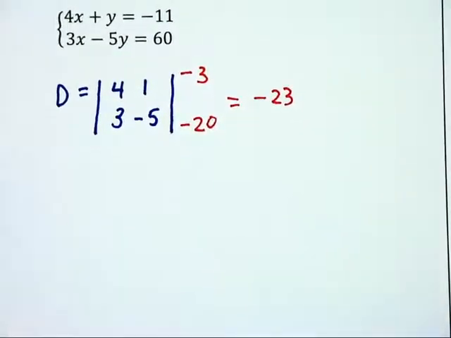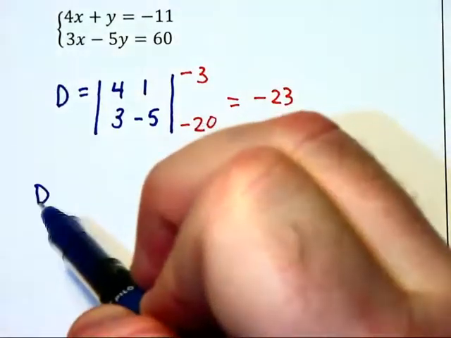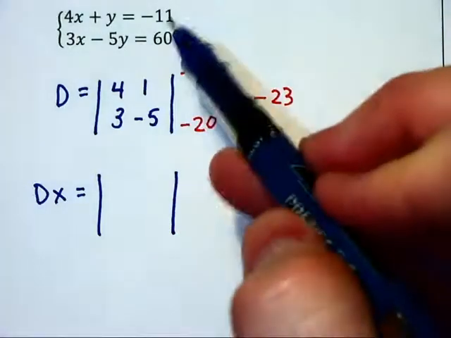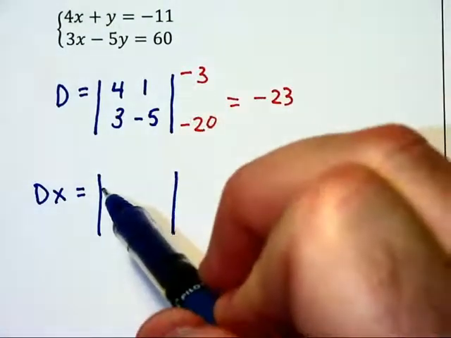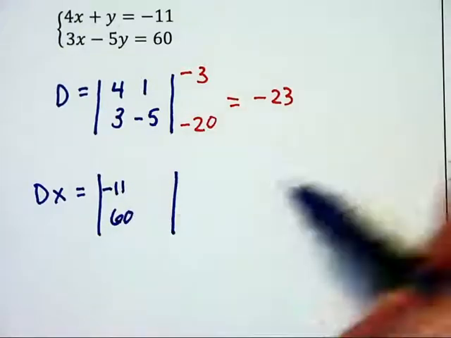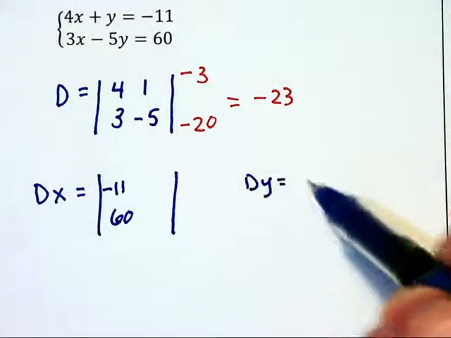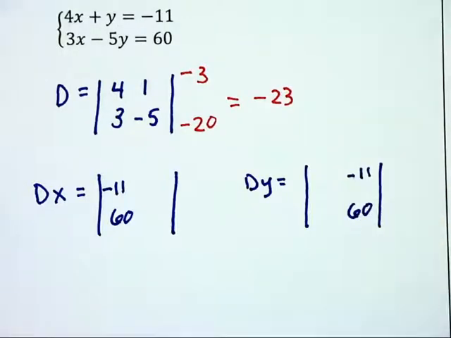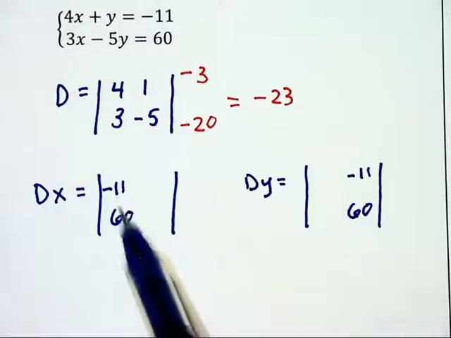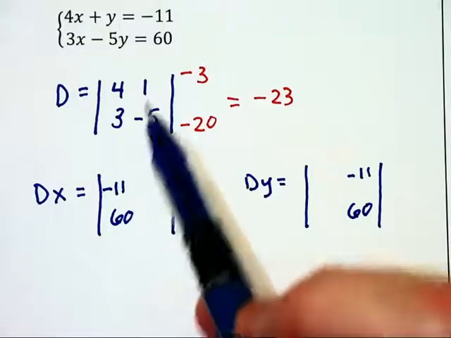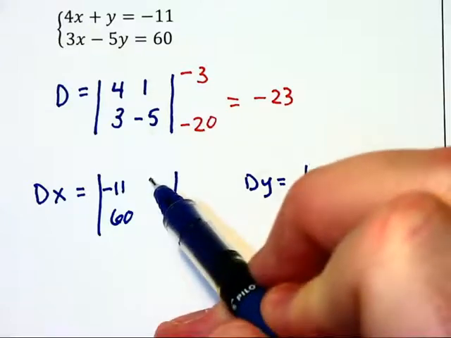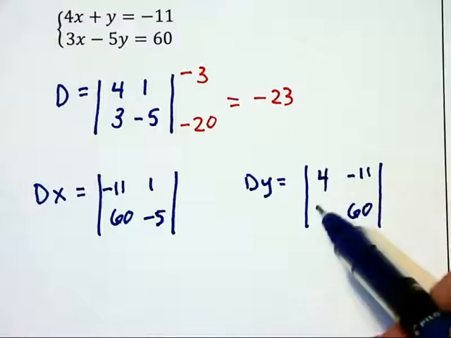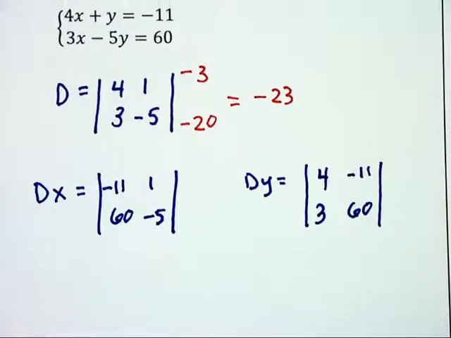Now I need to create two more determinants, dx and dy. dx is going to use the -11 and 60 in the first column, and dy is going to use the -11 and 60 in the second column, in the y column. Now in dx I filled in the first column. I need the second column, which is the 1, -5 from the original problem. And in dy I'm missing the first column, which will be 4, 3 from that first problem.